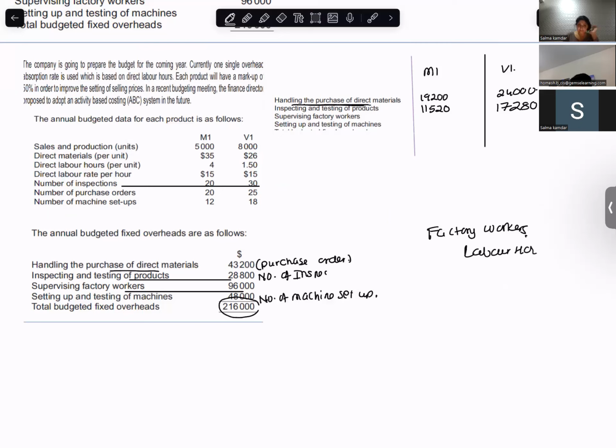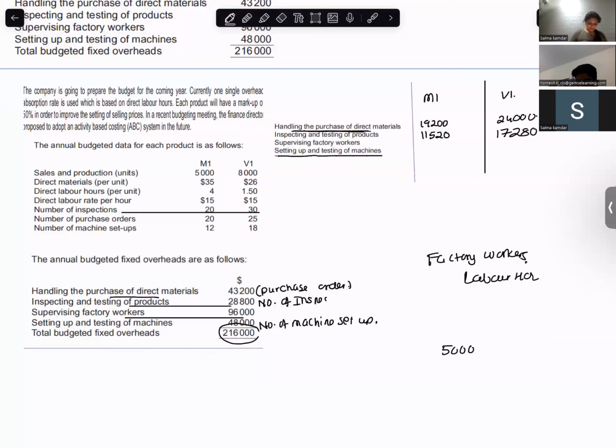Factory workers, yes, they're laborers. So we are looking to distribute a portion for supervising factory workers. The suitable basis for it would be labor hours.